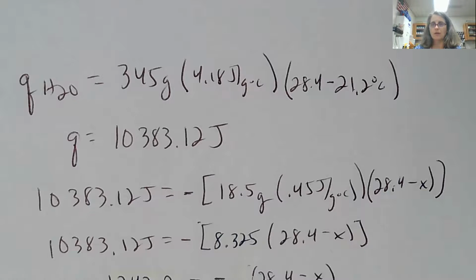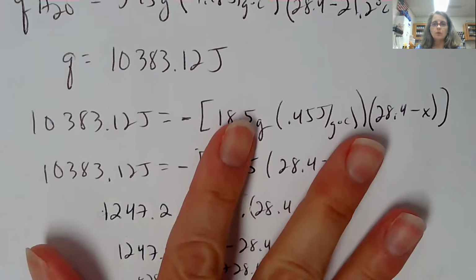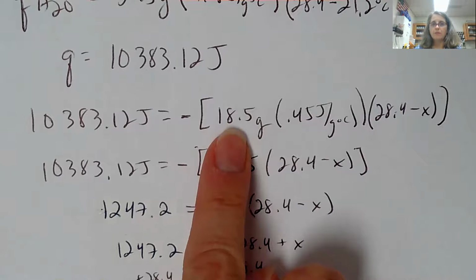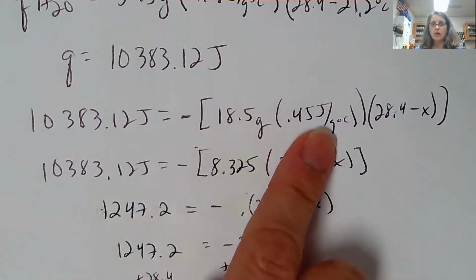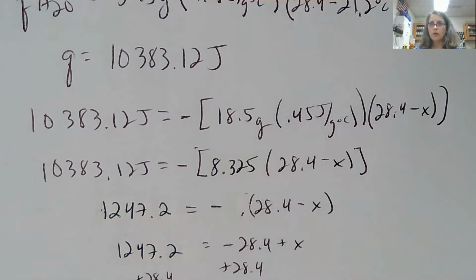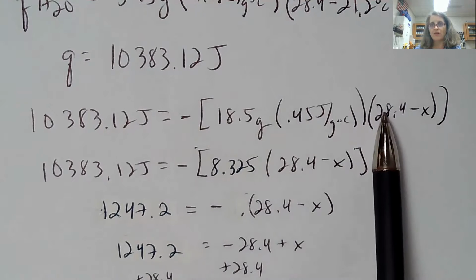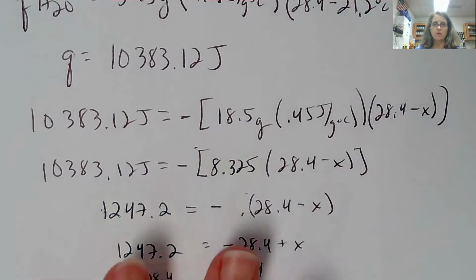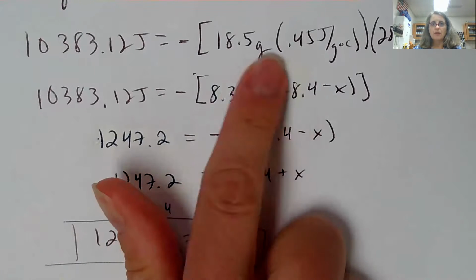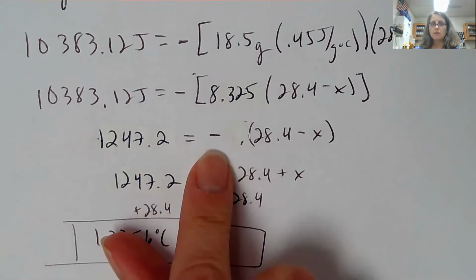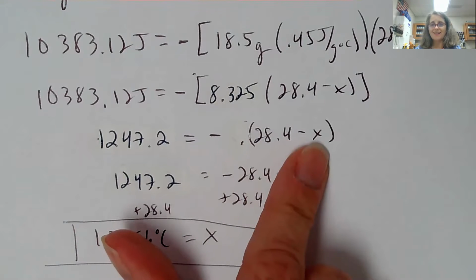And again, rounding is always going to be an issue. So I have to set that equal to what I call my nail. So 18.5 grams was the mass of the nail. I know my nail was made of iron, so my specific heat is 0.45. And my final temperature is 29.4, but I need to know what the initial temperature was. So I'm going to set this all negative on the outside because I know my initial temperature is going to be larger than my final temperature. So that might have been where the calculation went awry. So I set this all equal. I multiply these two to get this. I divide this to get around 1247.2 is equal to negative 28.4 minus x.